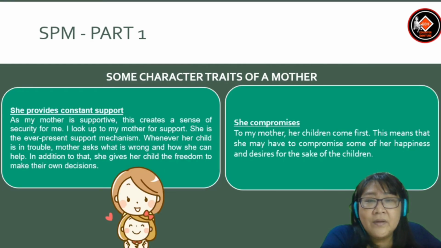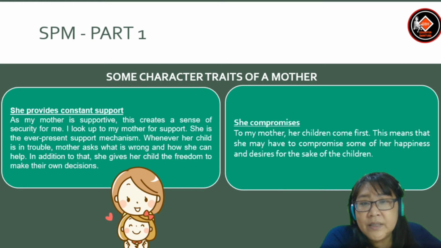Next, we have two more traits. She provides constant support. As my mother is supportive, this creates a sense of security for me. I look up to my mother for support. She is the ever-present support mechanism. Whenever her child is in trouble, mother asks what is wrong and how she can help.